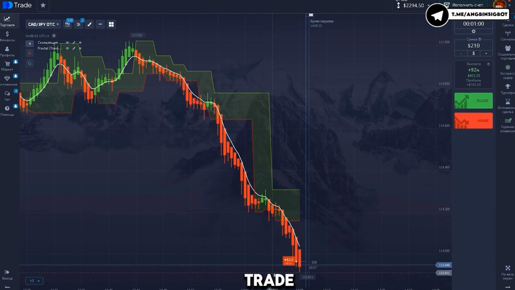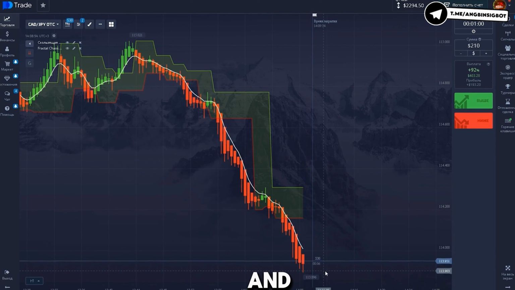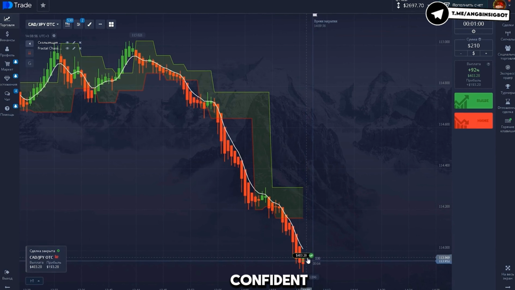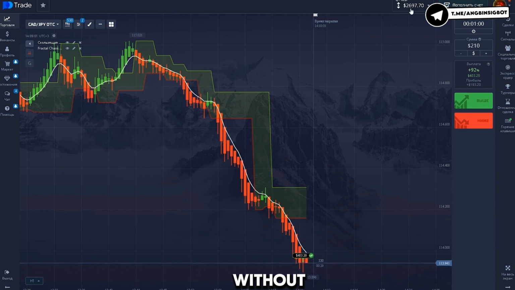We will wait for the trade to finish. The trade is coming to an end. There is literally 1 second left, and as you can see, we are taking a good confident profit. By the way, the balance is 2700. Almost without $3, we will summarize our trades.